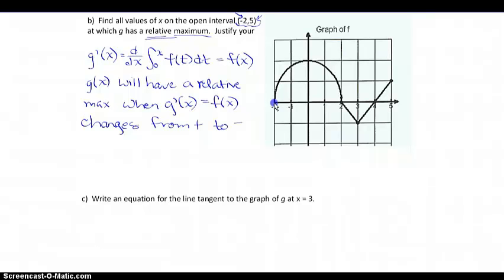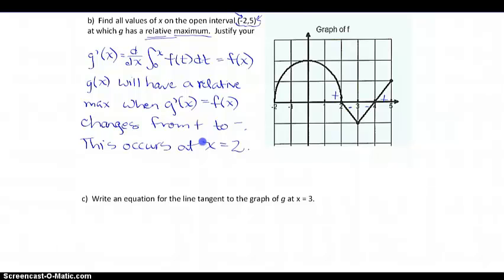So I need to look from -2 to 5 at all the instances where the outputs of this function go from positive outputs to negative outputs. This is a negative output to a positive output. So the one and only relative max on the interval from -2 to 5 that g has is at x equals 2. This occurs at x equals 2.